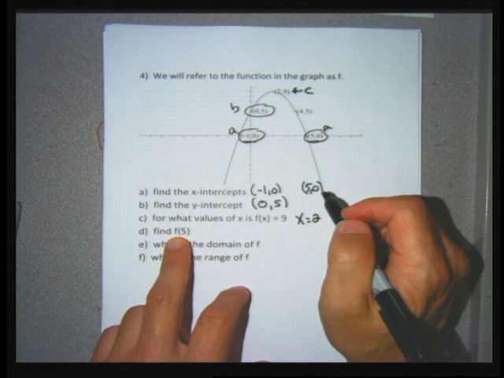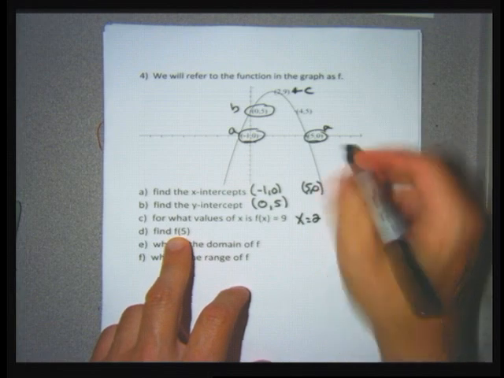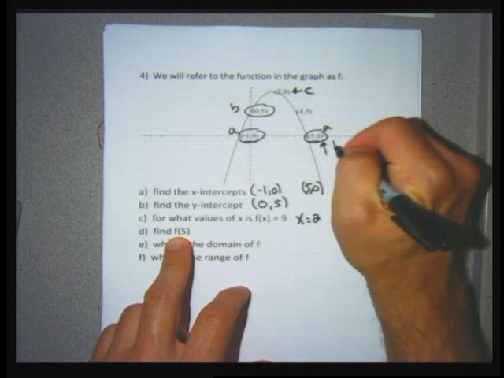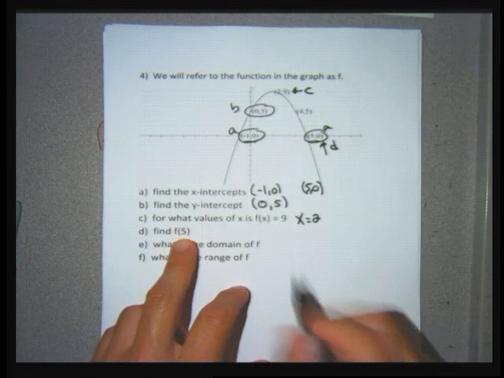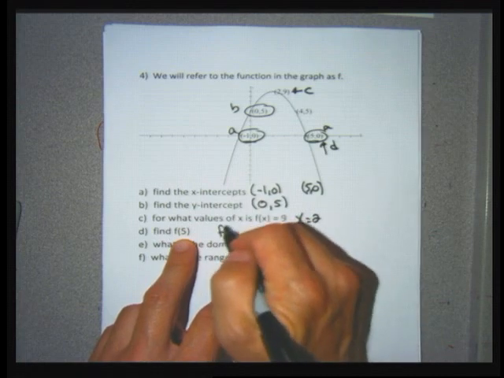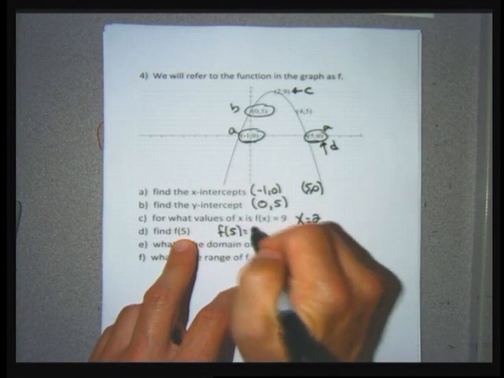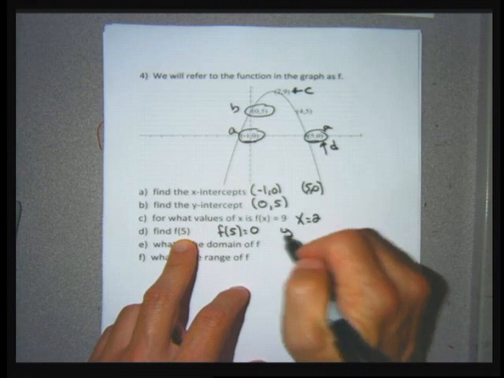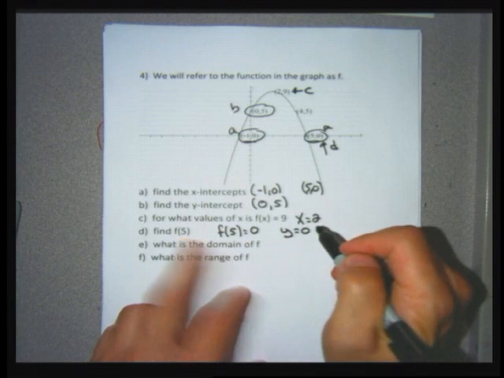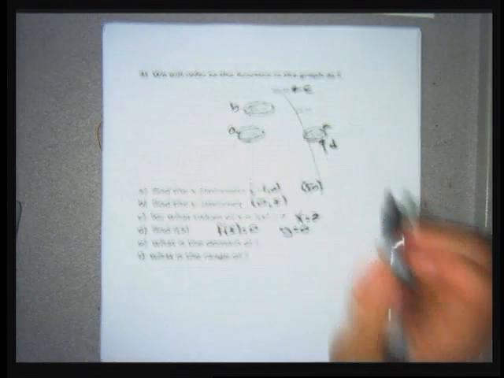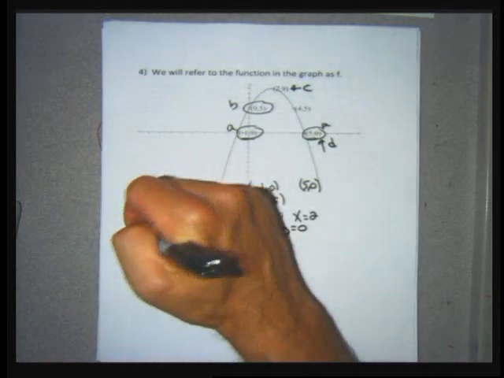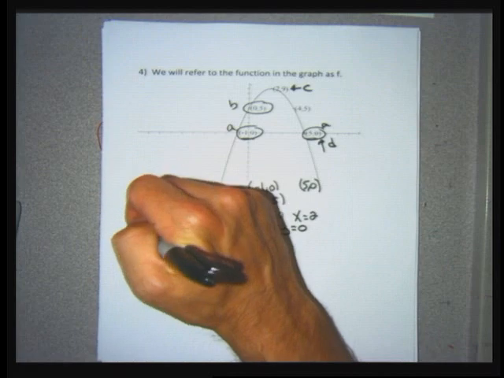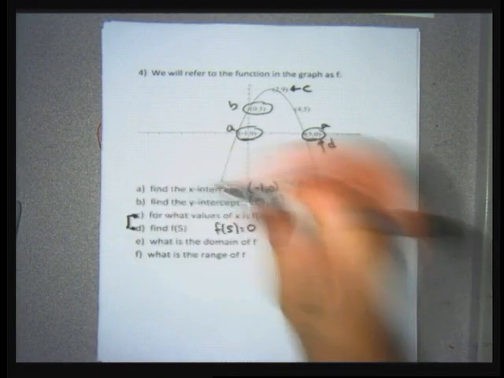D is asking me to find the y-coordinate of any point that has x equal to 5. D is calling out this point because that's the only point that has an x equal to 5. And I could write, for an answer to part D, f of 5 equal to 0, or I can write y equal to 0. It's asking for the y-coordinate next to the point that has the 5 as its x. So these two are the new ones. We did A, B, E, and F in earlier sections.